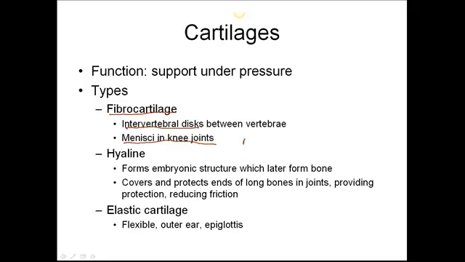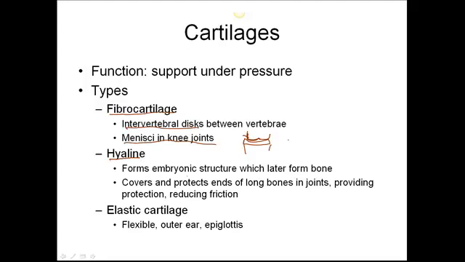A meniscus looks like that. And it sits on top of your tibia so that the head of the femur has a little more stability. Because see these edges here, they come up and they cause more stability. So I want you to know, if I say where would you find fibrocartilage in the body, you would say intervertebral disc and menisci in the knee joints.